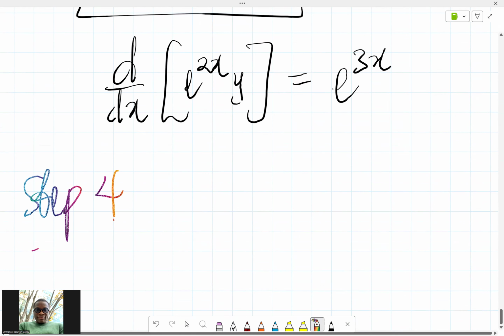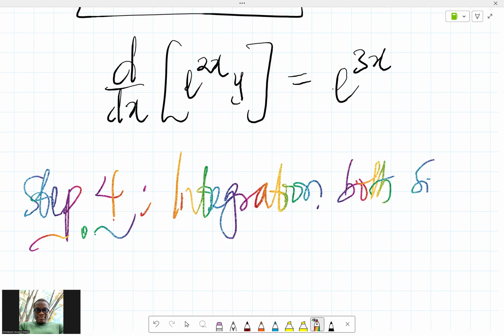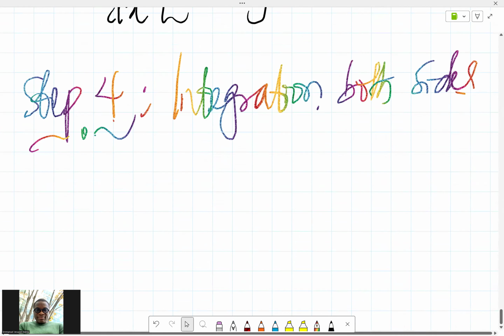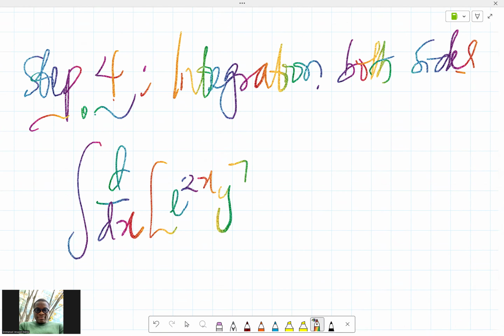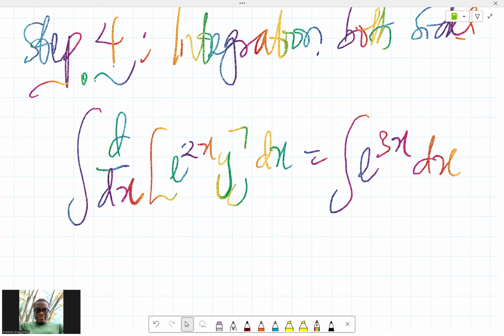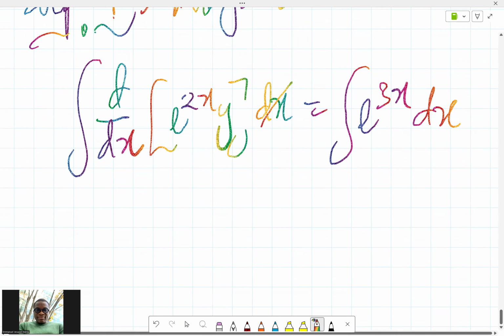So with that in place, we can go for step 4. In step 4, you integrate both sides. The integration becomes easy now that you've multiplied through by the integrating factor. So that means you have the integral of d/dx of e^(2x) y dx equals the integral of e^(3x) dx, basically. And then, of course, dx cancels dx.